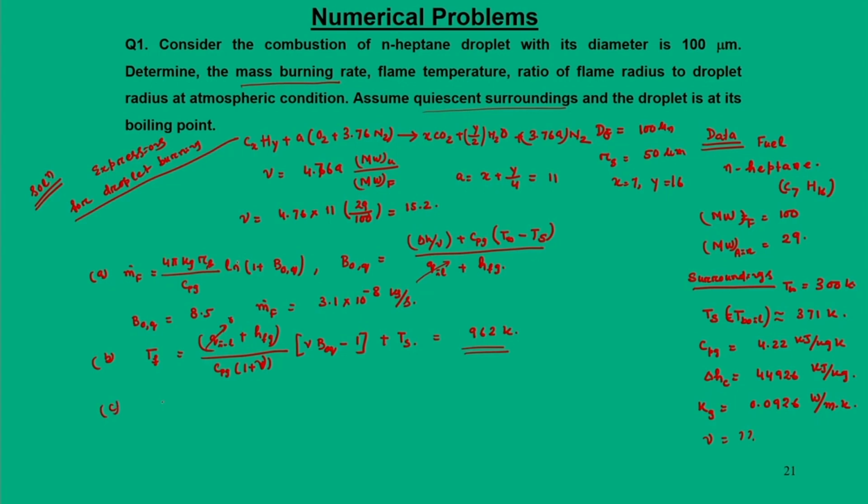Third parameter is radius RF, which is equal to RS times ln(1 plus BOQ) divided by ln(1 plus nu) divided by nu. So, this implies RF by RS, which is the ratio of flame radius to droplet radius. That number is 35. So, we can say droplet radius is 35 times smaller than the flame radius.